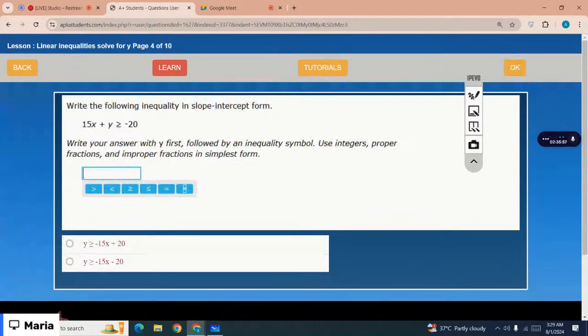Write the following inequality in slope-intercept form. 15x plus y is greater than or equal to negative 20. So which is the correct option?